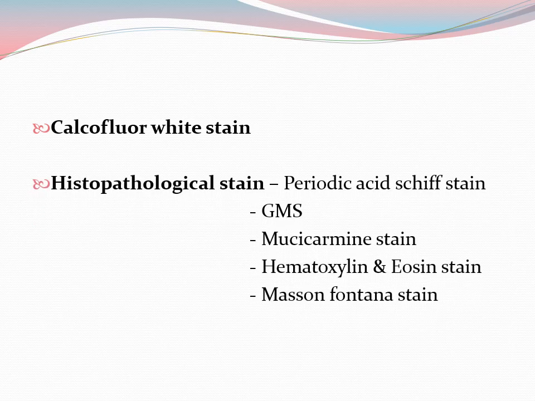And certain histopathological stains, that is for the biopsy, tissue biopsy if we are getting. So like periodic acid Schiff stain is there, and Gomori's methenamine silver staining, mucicarmine stain, hematoxylin and eosin, Masson Fontana. For different types of yeast we need different types of stains.